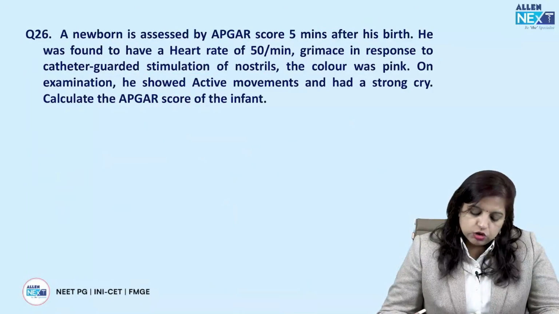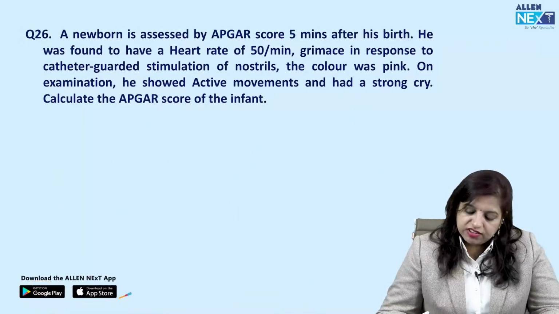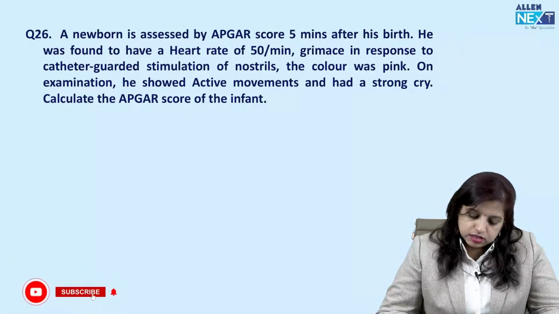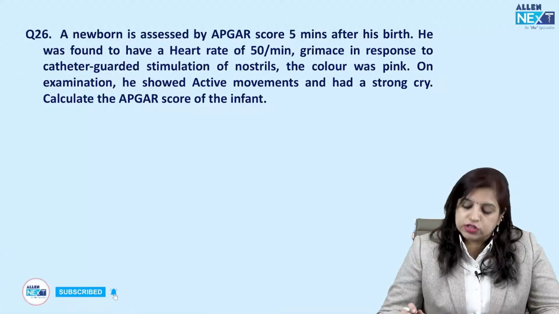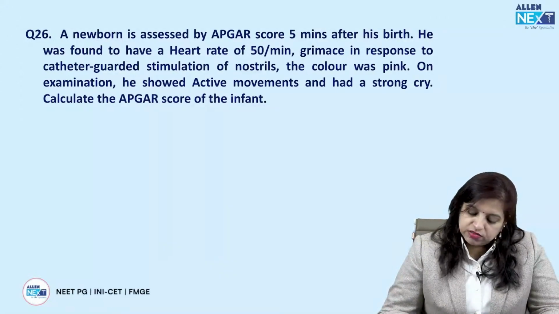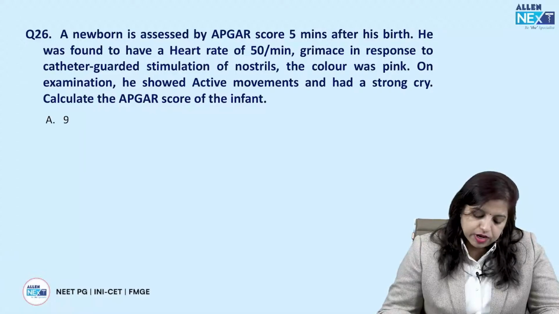Okay. Then a newborn is assessed by the Apgar score 5 minutes after his birth. He is found to have a heart rate of 50 per minute, grimace in response to catheter-guided stimulation of nostrils. The color was pink. On examination, he showed active movements and had a strong cry. Calculate the Apgar score of the infant.